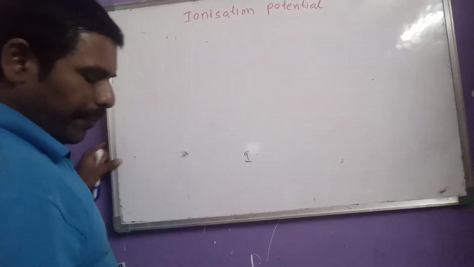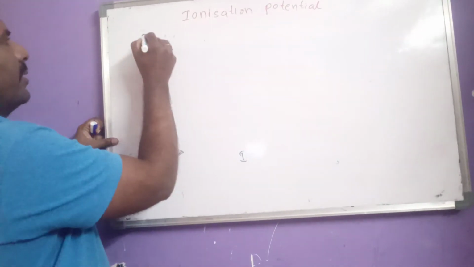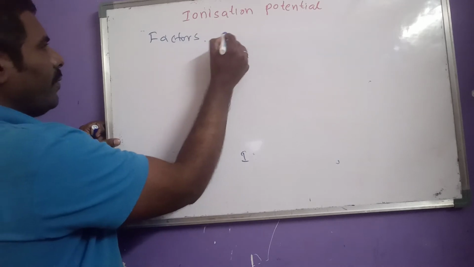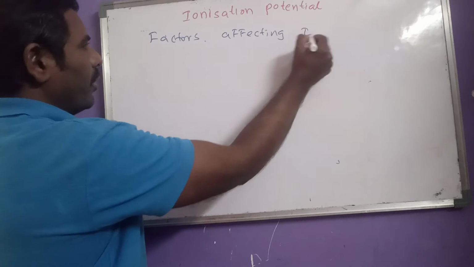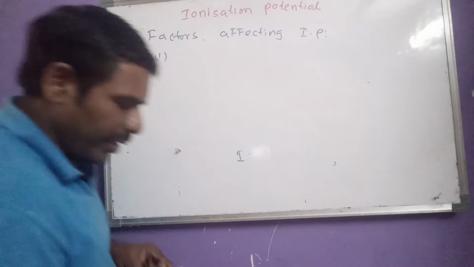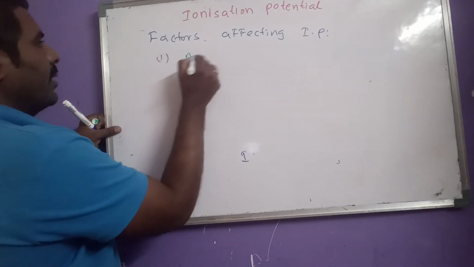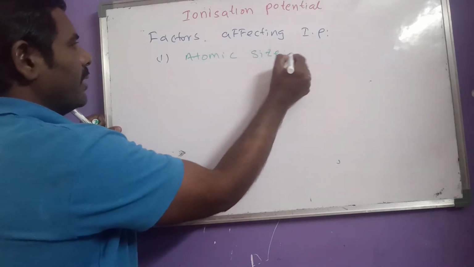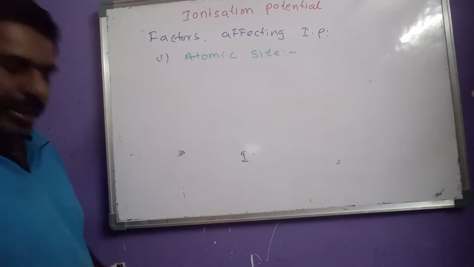Now let us see the factors affecting ionization potential. The first one is atomic size. Let us see how atomic size will influence or affect the ionization potential.